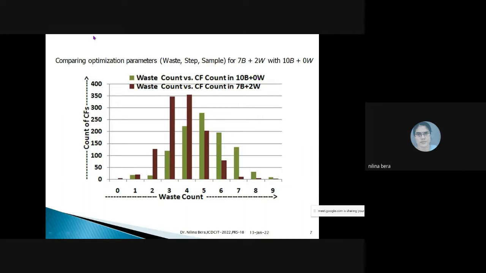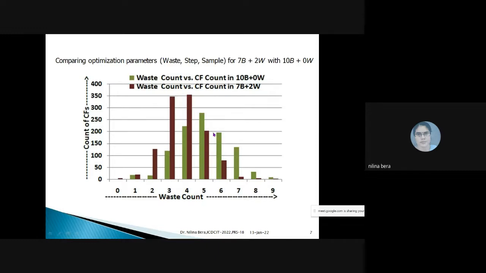If I check the waste count on my x-axis and all the different target concentration factors on my y-axis, I am getting this bar diagram. The brown bars are for the weighted dilution. Just for waste counts 3 and 4, the maximum is coming. For the balanced dilution, I am getting these green bars, which represent the balanced one.